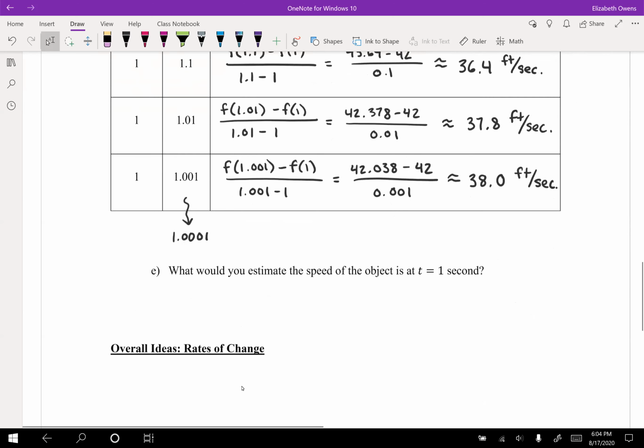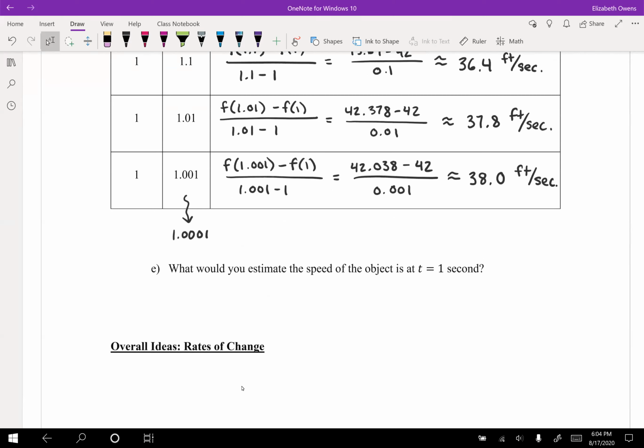So what can we conclude? What would we estimate the speed of our object is at t equals 1 second? We would estimate that it's going to be about 38 feet per second. That's where our average speeds taper off with these smaller and smaller time intervals.